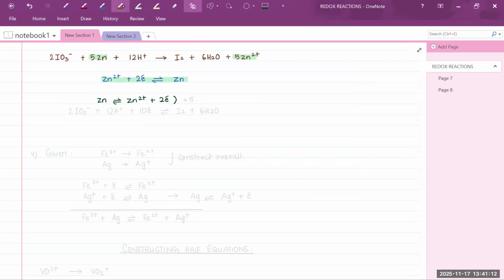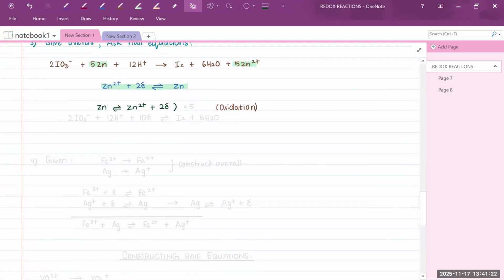Now we are safe. So this is an oxidation reaction. Electrons are on the product side. Zinc is going from 0 to 2+. It is an oxidation reaction. So now what we'll have to do is just subtract this equation from the overall equation, and we'll have the next half equation with us.